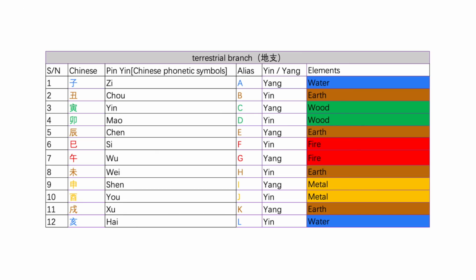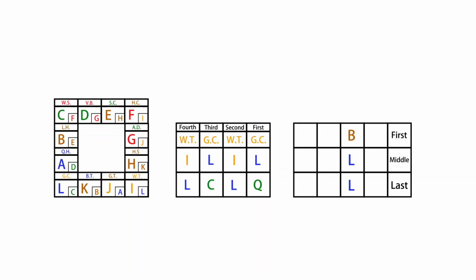Knowing that every terrestrial branch has so many images, don't be scared by them. In actual predictions, the relationship between each symbol and the symbols below the first lesson determines the good or bad of the matter, and the celestial above each symbol determines the specific things that will happen. Let me give you two examples.